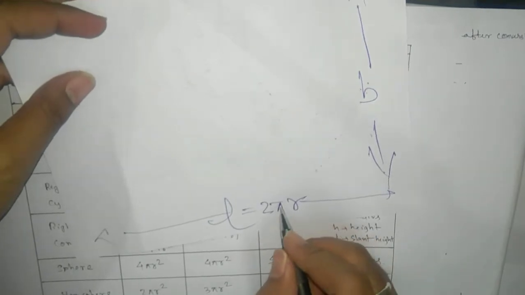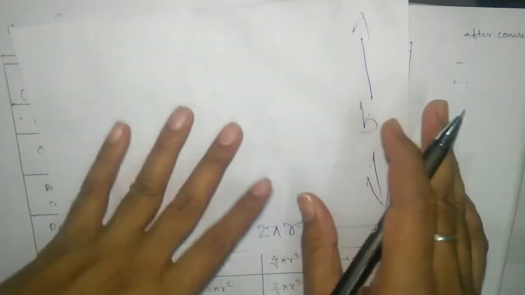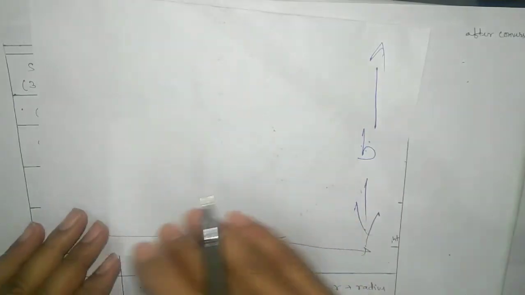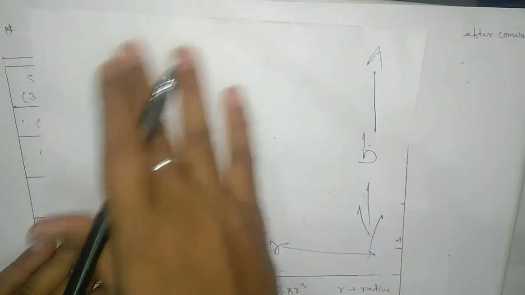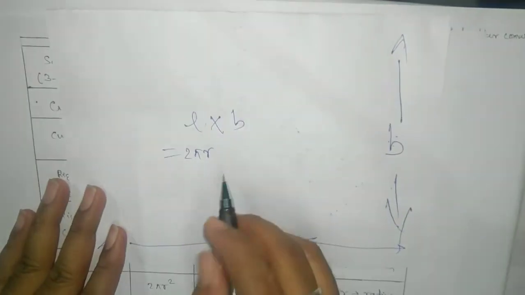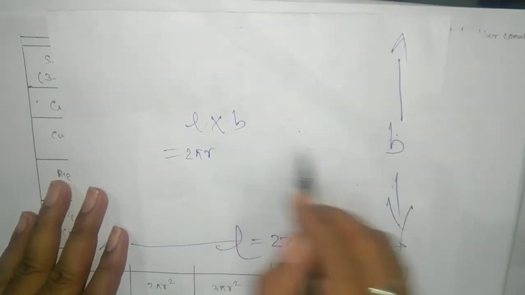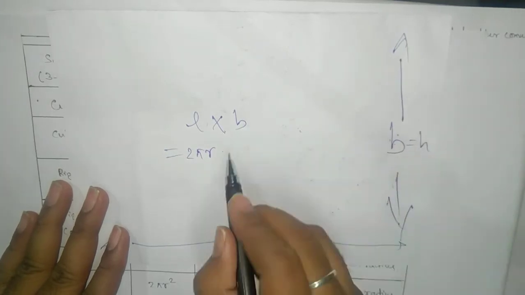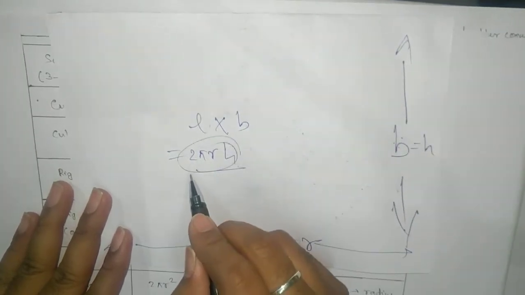2 pi r. And we know that if you open it, you can see that this is your length and this is your breadth, and this is your rectangle. That means area of rectangle means length into breadth, and L is here 2 pi r, that is the circumference of a circle, and the breadth means what? Height. So here we'll represent it as h. So this is our formula: 2 pi r h.